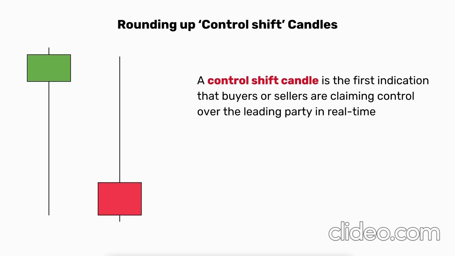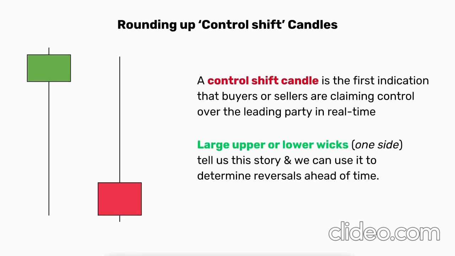And a bullish control shift candle is where we see the buyers taking control of the market from the sellers. The large upper or lower wick tells us this story and we can use it to determine reversals ahead of time. Now, one important note, it has to be a large wick on one side. If there is a considerably large wick on either side of the market, so both sides, this is what we call indecision, where there is no party in control.